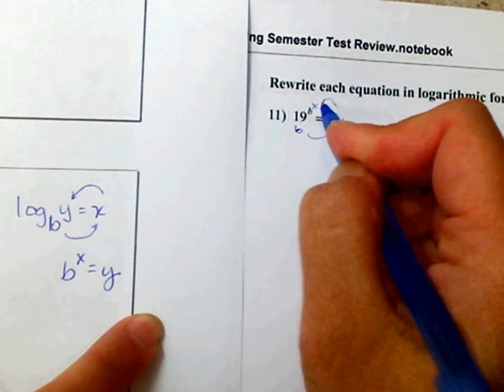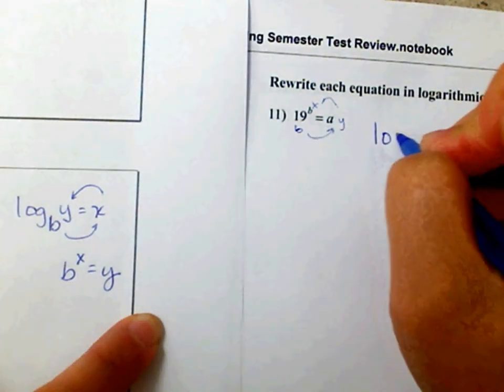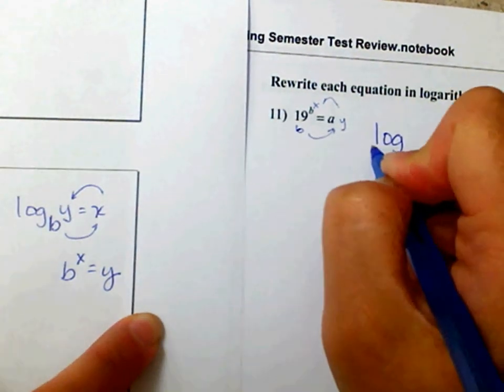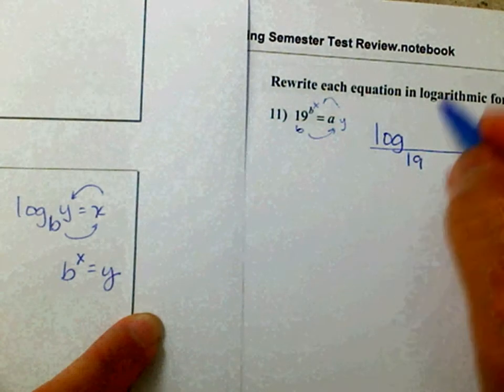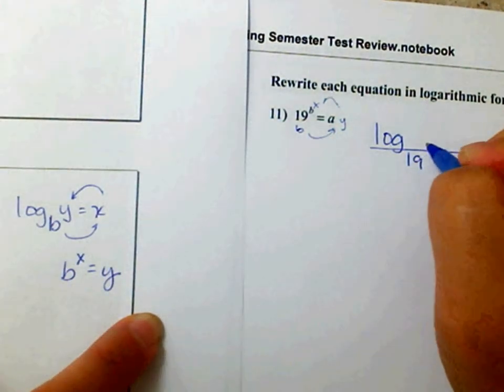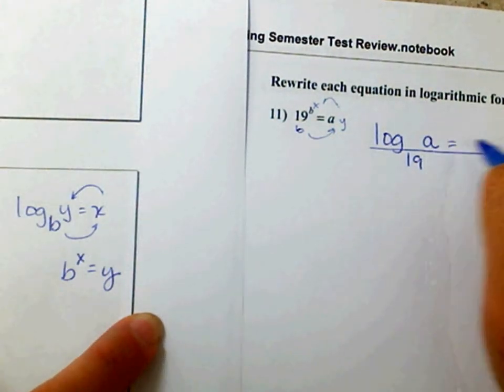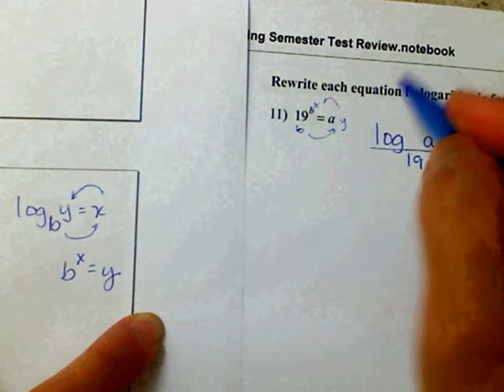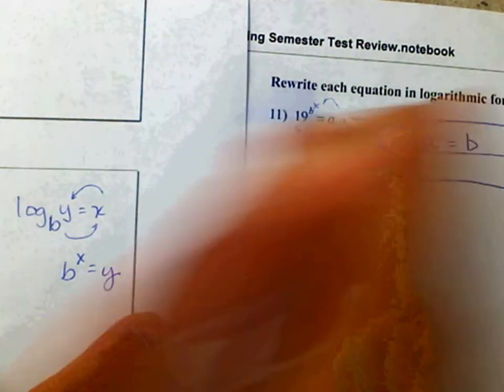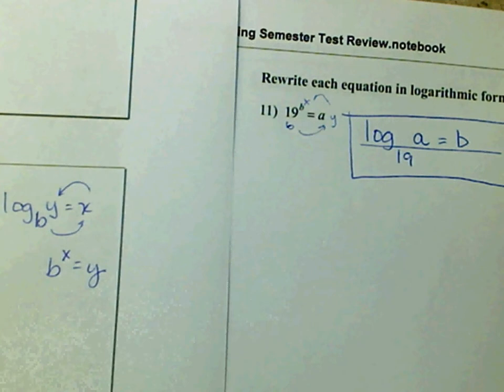So you have log base 19. This is all on one line. Log base 19 of a is equal to b. And there's your final answer. I just drew your line so you kind of see where it goes, how a and b are all on the same line. Okay? Keep going.